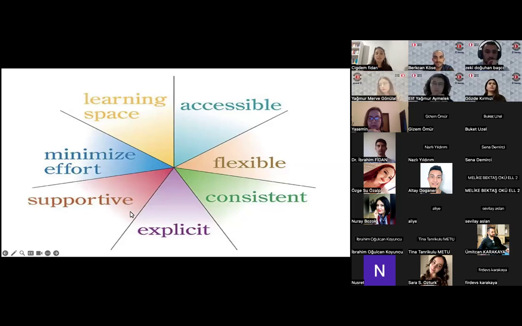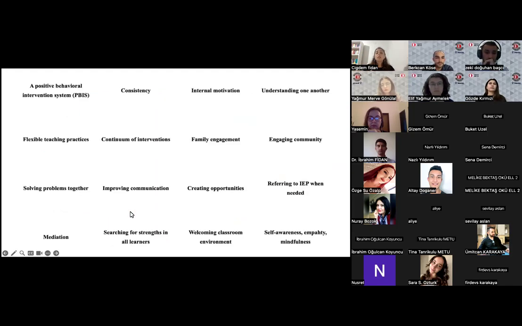So we need to minimize their effort in teaching to these students. That's why we need to focus on these other fields like accessibility, flexibility, consistency, and we need to teach these teachers to be able to help them to teach English to students with disabilities in creating an inclusive ELT environment.